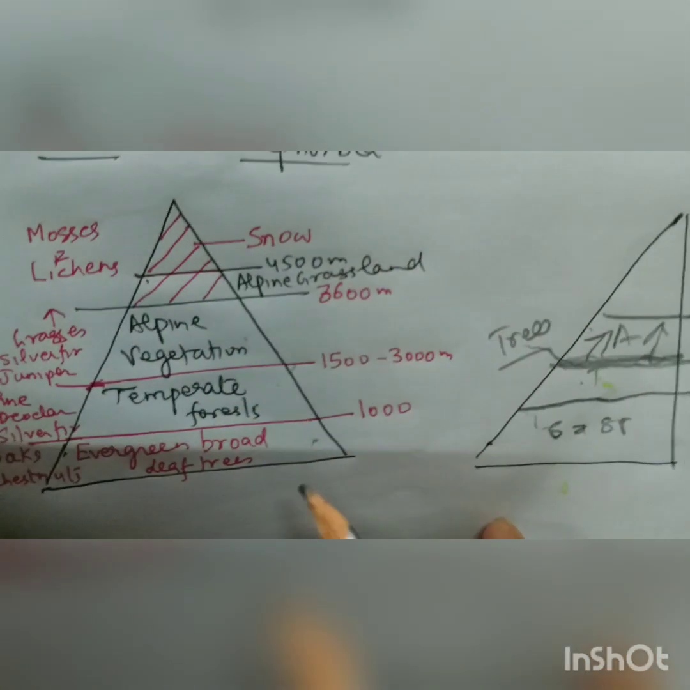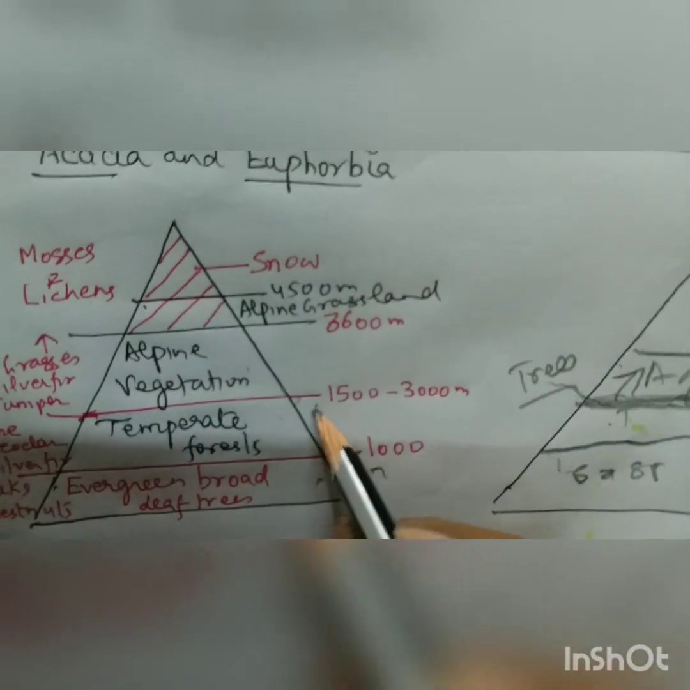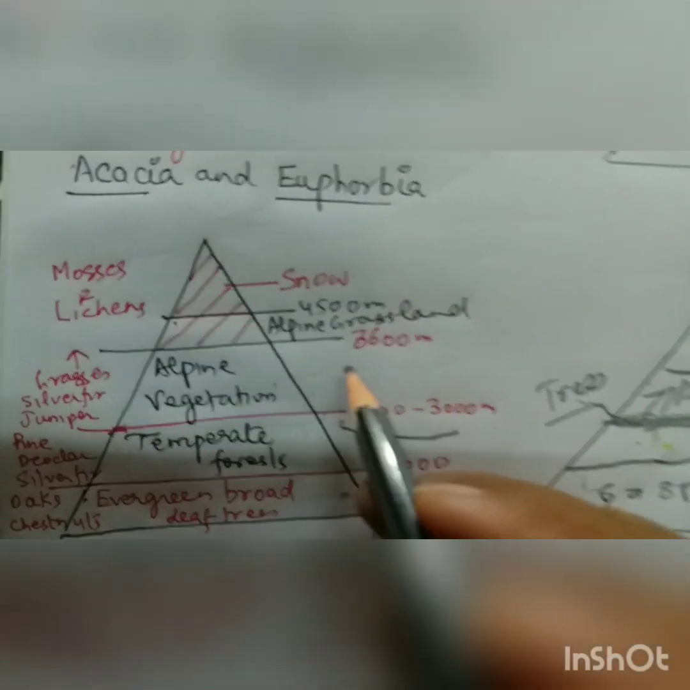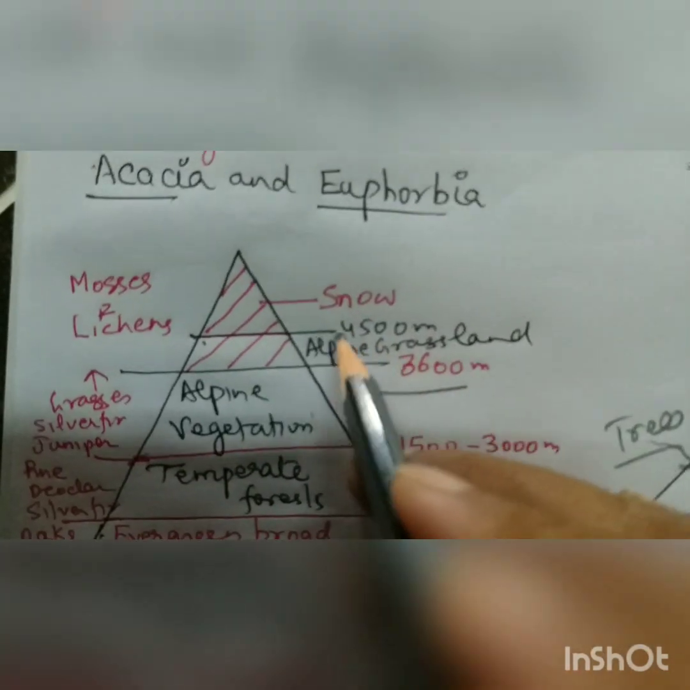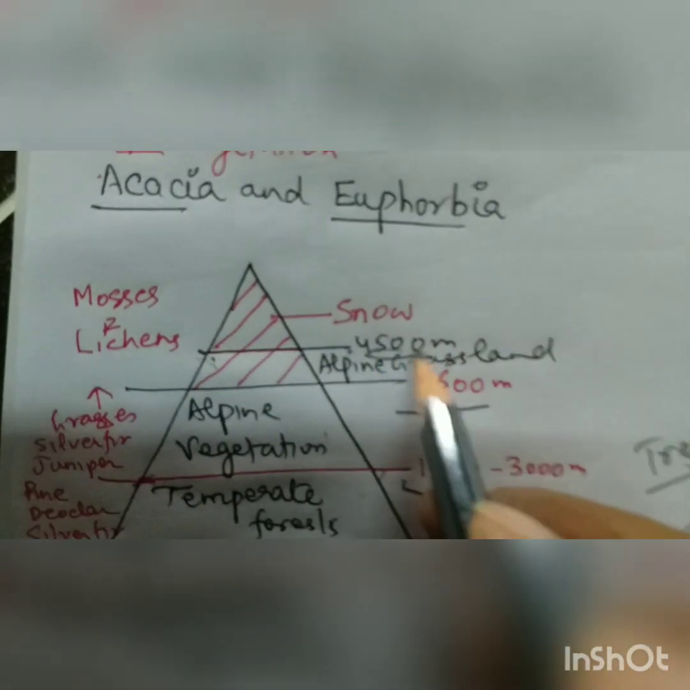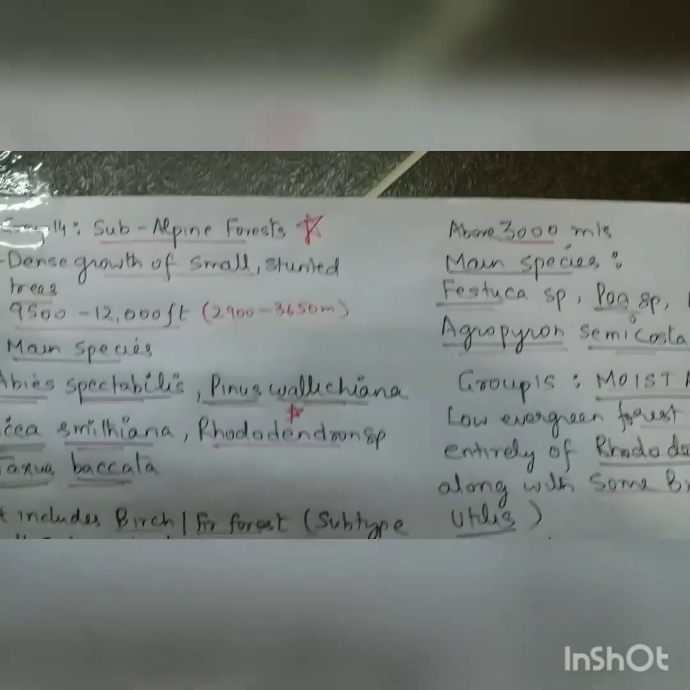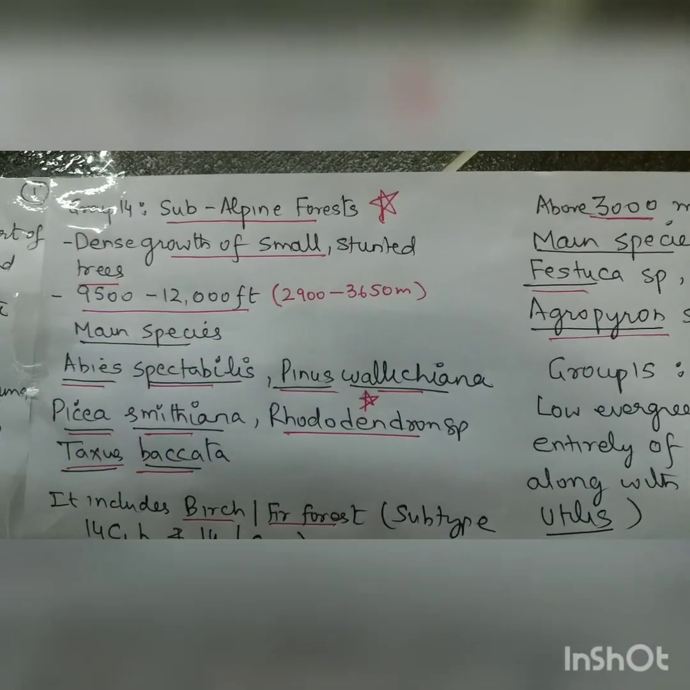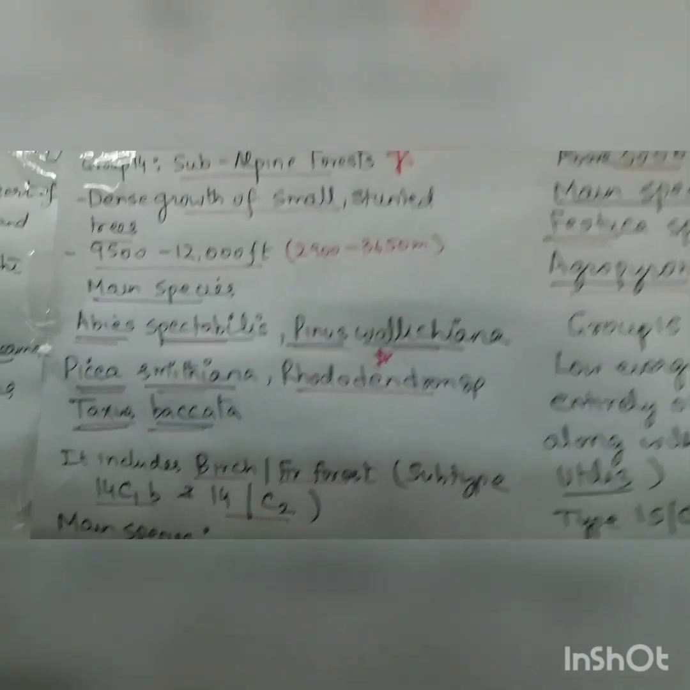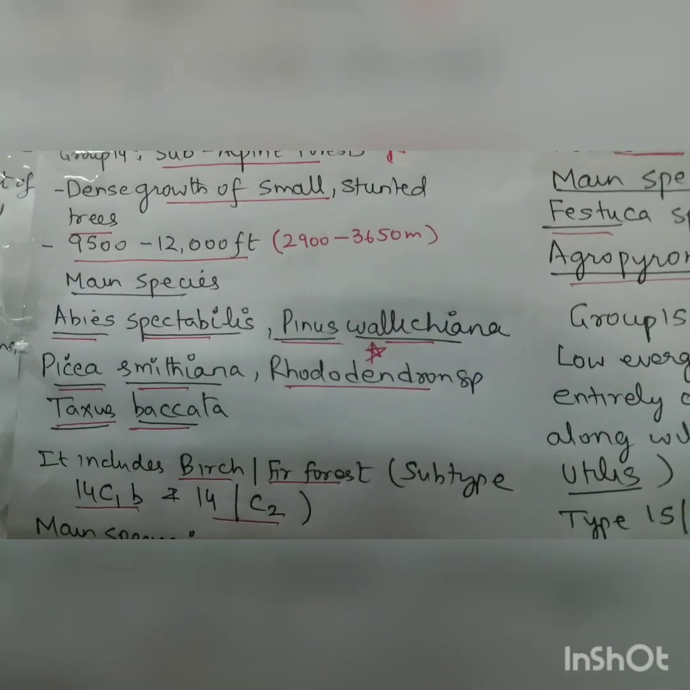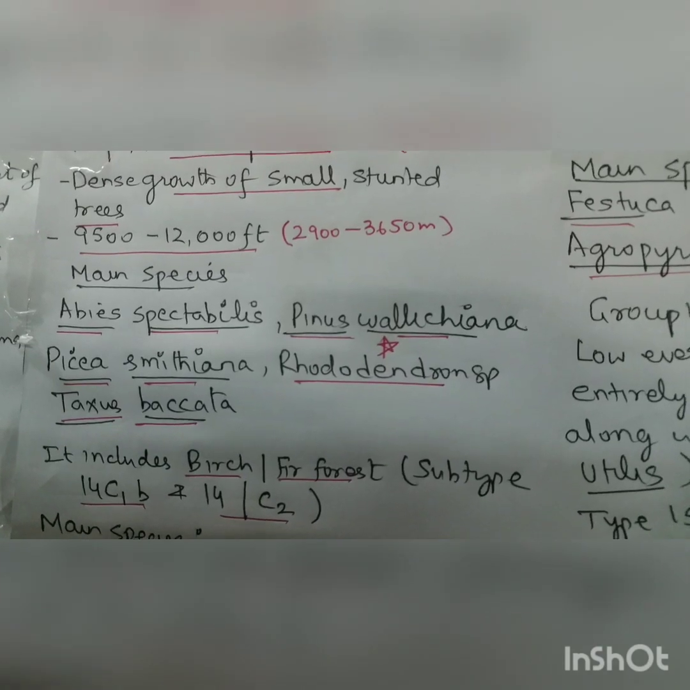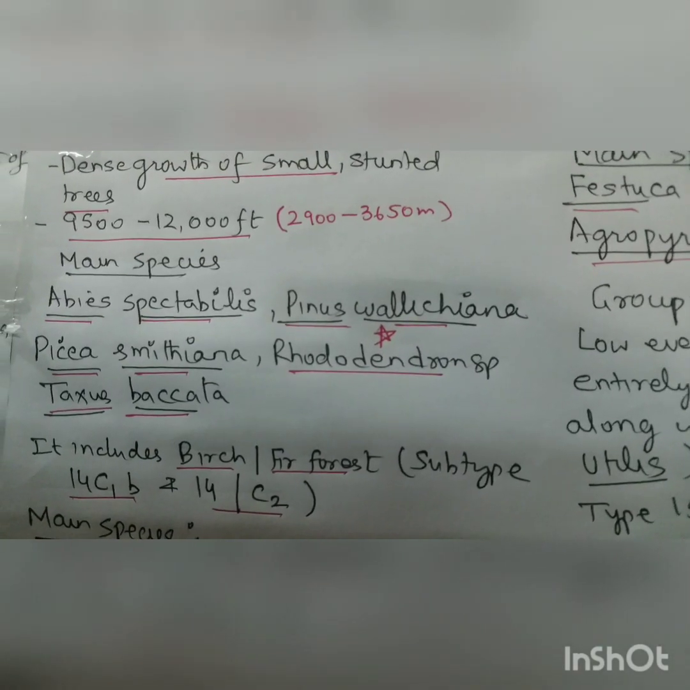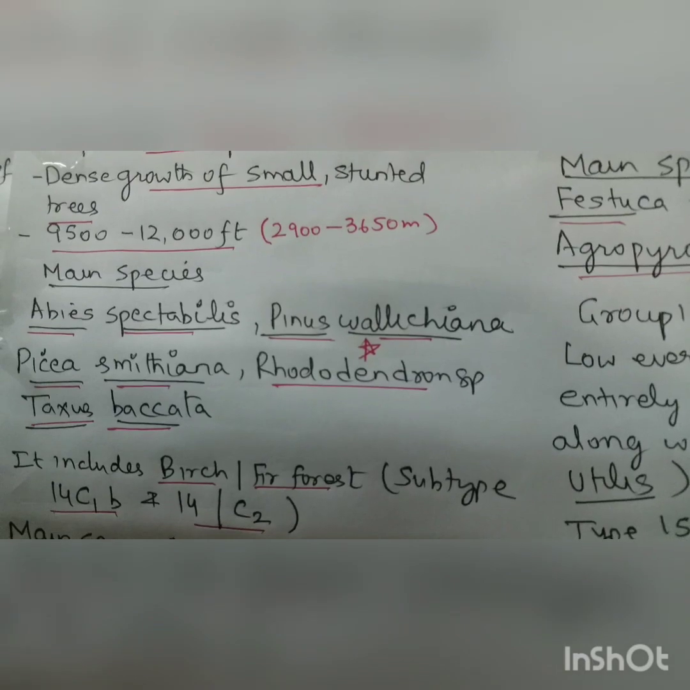So we come back again. This is 1000 feet, and this is in meters. This is 1500 to 3000, this is 3600, and this 4500, and then is the snow line, right? So I again come back to our first type, that is the subalpine forest. These are dense growth of small stunted trees, basically at the height of 9500 to 12,000 feet, and roughly 2900 to 3650 meters.